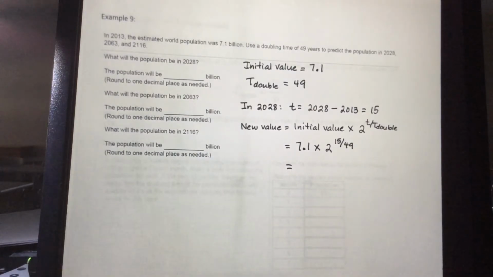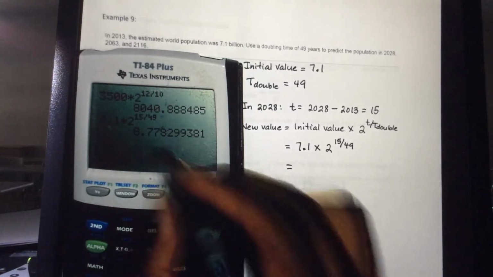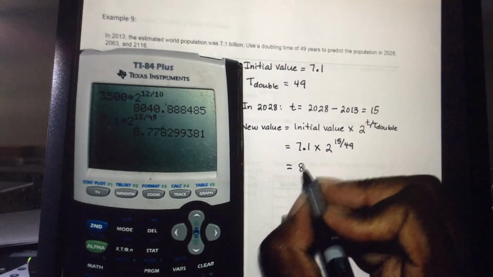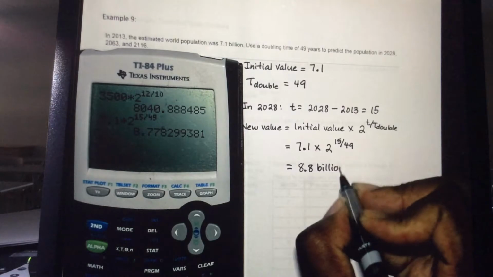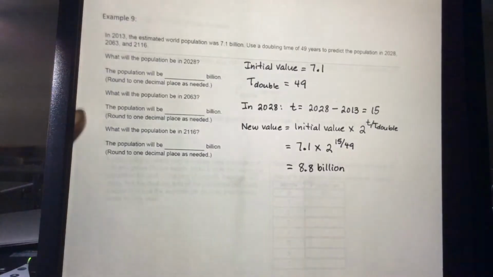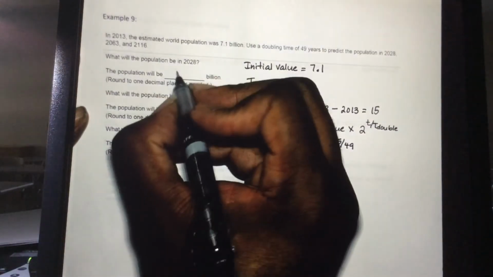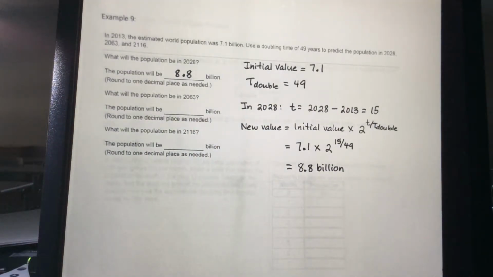So using the calculator, we do 7.1 times 2 raised to the 15 divided by 49. And they want this to 1 decimal place. So to 1 decimal place, this will be approximately 8.8 billion. So the population in 2028 will be approximately 8.8 billion.